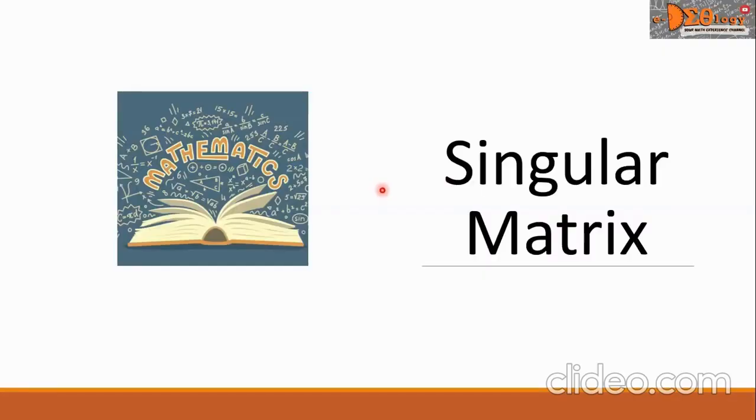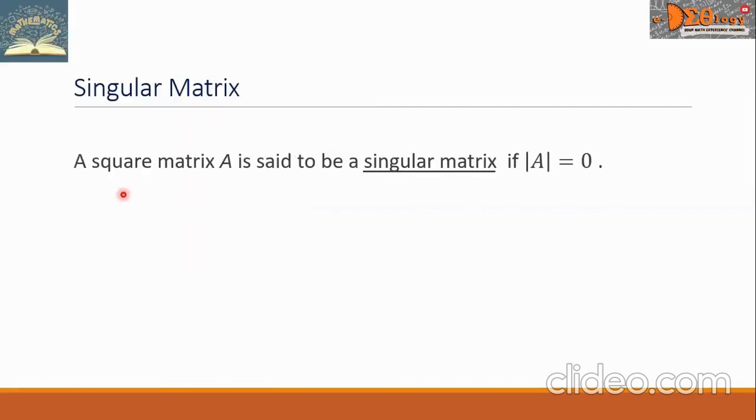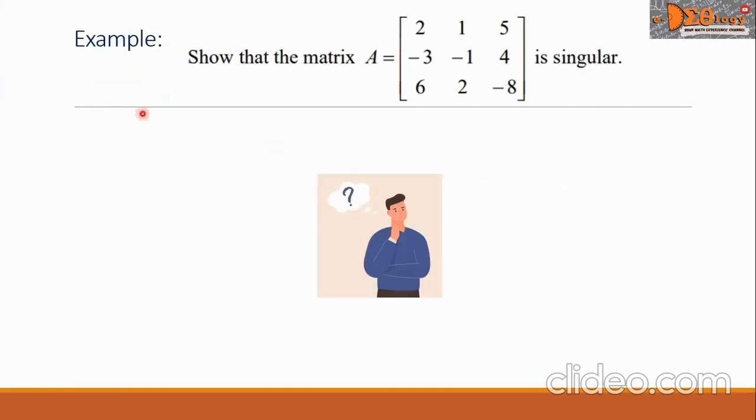Today, we're going to study singular matrix. A square matrix A is said to be a singular matrix if determinant of A equals 0. Example: show that the matrix A, a 3 by 3 matrix with elements 2, 1, 5, negative 3, negative 1, 4, 6, 2, negative 8, respectively, is singular.